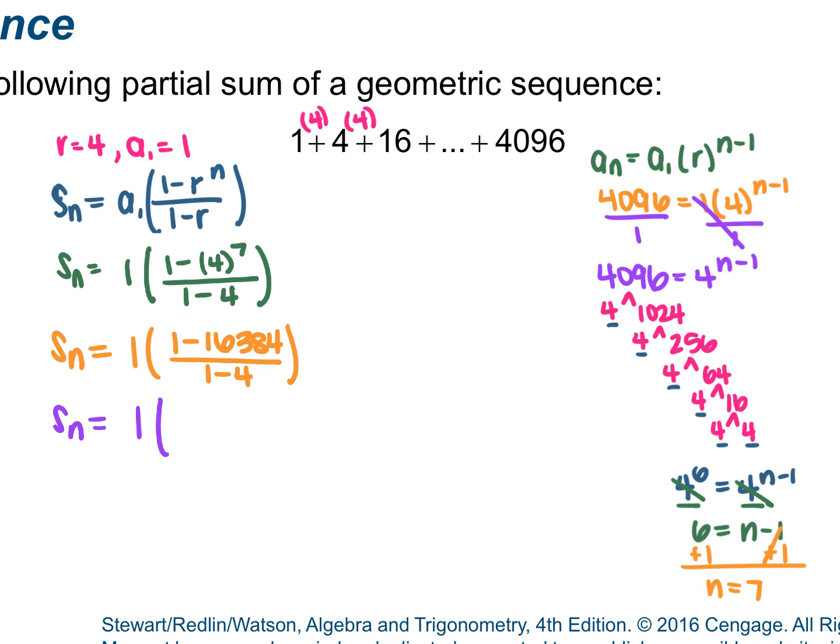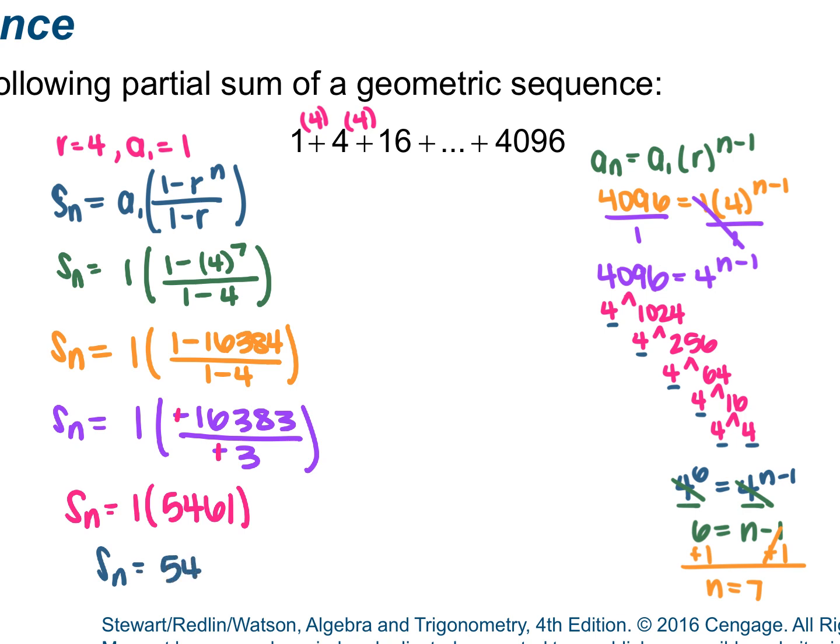And we're going to have 1 times negative 16,383 over negative 3. So from here, your double negatives on the top and the bottom become positives. We divide by 3, and we have 1 times 5,461, which is just 5,461.